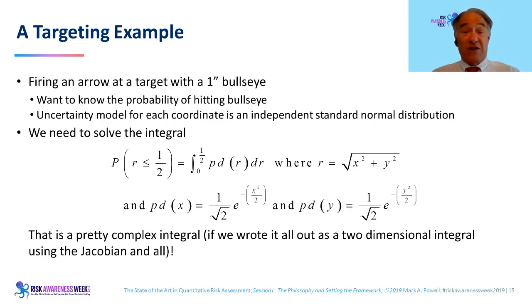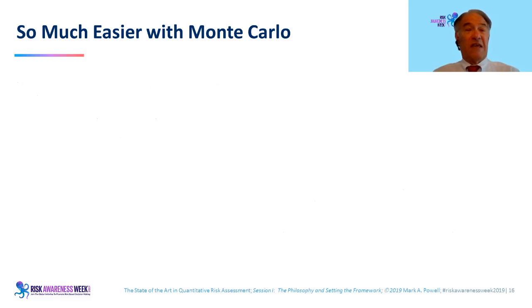I will tell you that it's a pretty complex integral. If I was going to bother to write it down, we have to calculate the Jacobian matrix, take the determinant of that, and end up with a two-dimensional integral. That's doable. It's extremely complex. It makes an ugly one. I'm not even going to bother to write it down, because if you know where I'm going with this, it's very easy to solve using Monte Carlo instead of going through all that math. Easier with Monte Carlo.